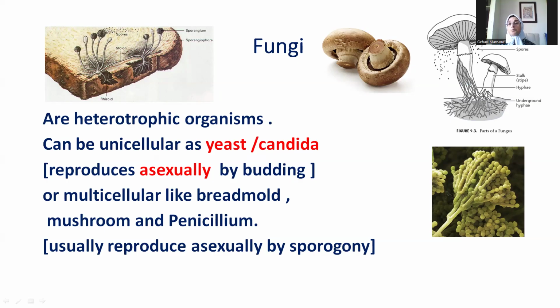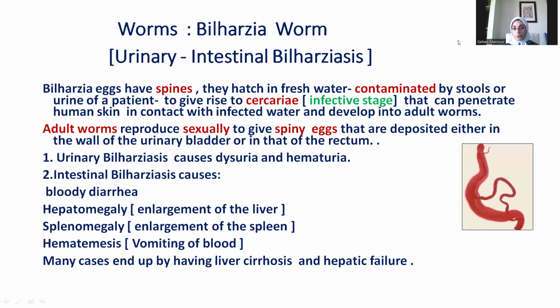spreading spores or sporogony. These spores will be shed away from bread mold or from mushroom, and they will fall onto the soil or onto the medium here. They will absorb water and they will germinate into a new one. So it is asexual by sporogony. Of course, penicillium is a fungus. We extract the penicillin antibiotic from it. Bread mold here is also a fungus, and mushroom is a fungus.